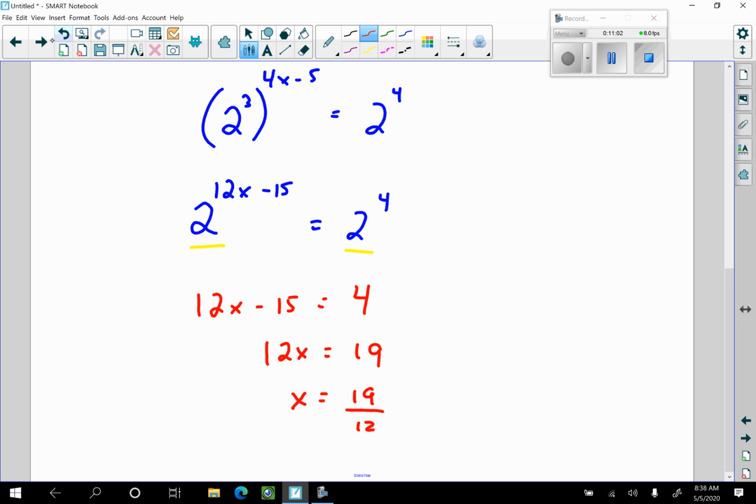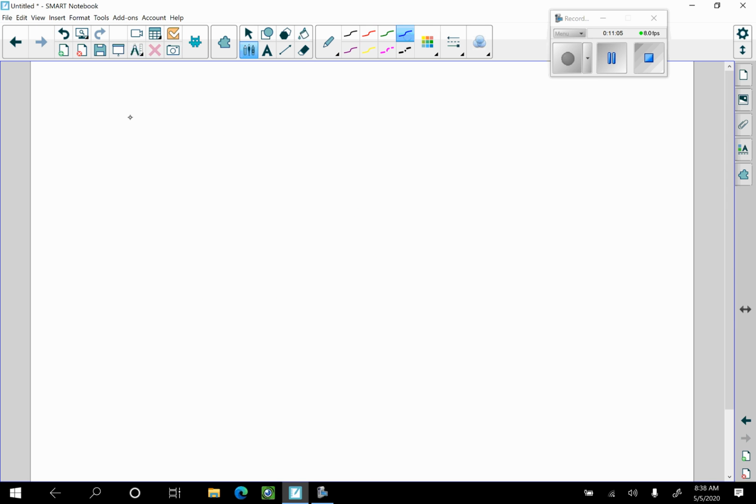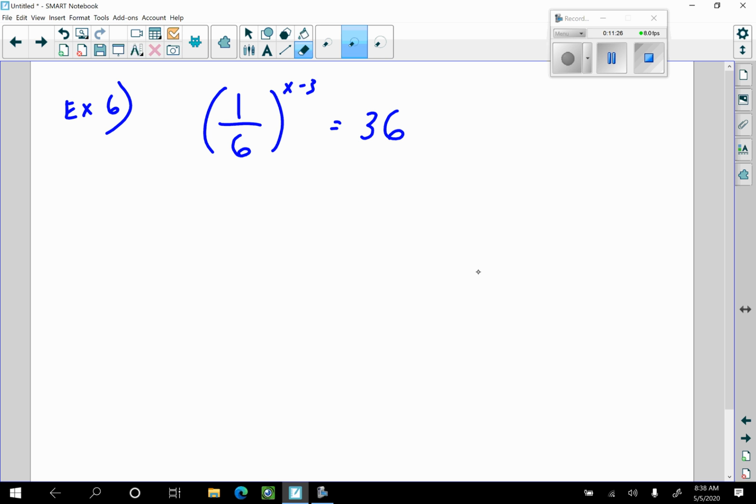Okie dokie. Let's go to another page. Let's go to example, I believe this is example 6. Here you go. I have 1/6 to the x minus 3 is equal to 36. All right. Well, clearly it looks like I'm going to use 6 as a base, and I am. And I know from previous discussion that 1/6 is the same as 6 to the negative 1, to the x minus 3. 36 is 6 squared.